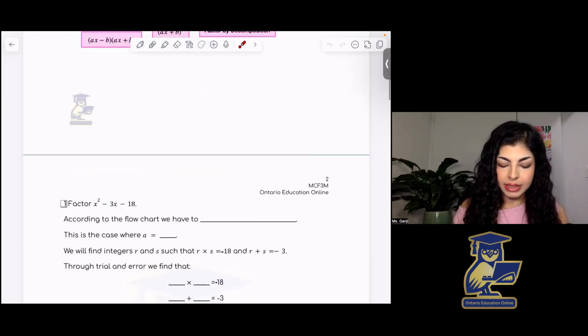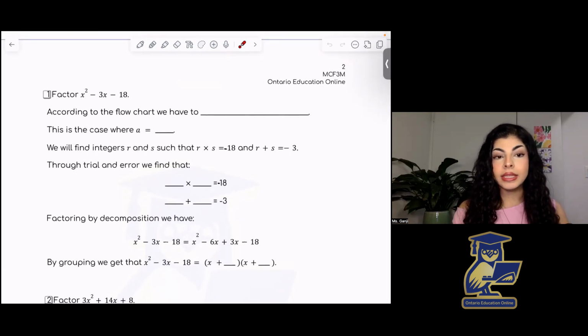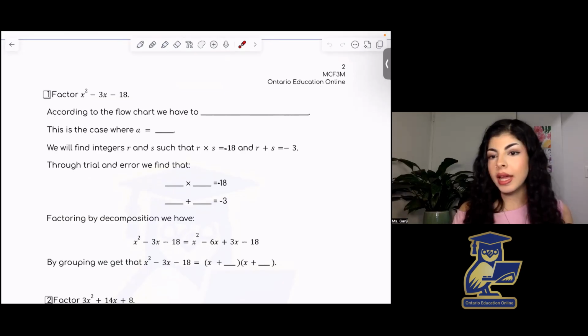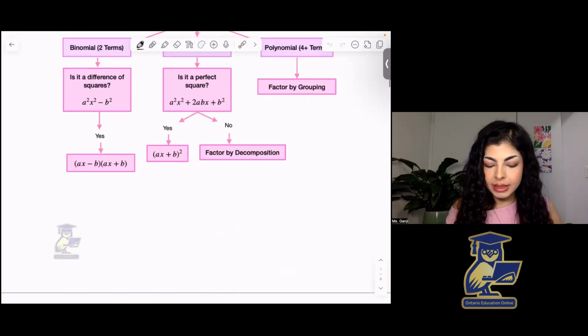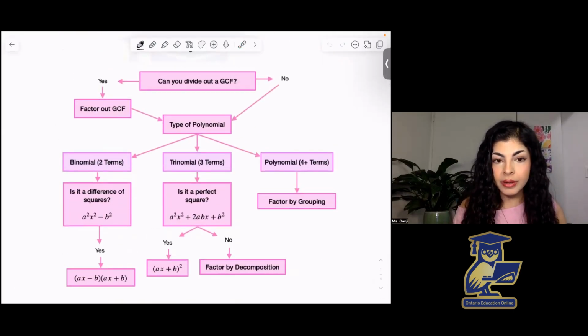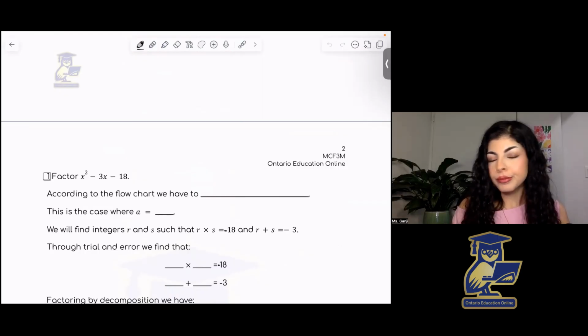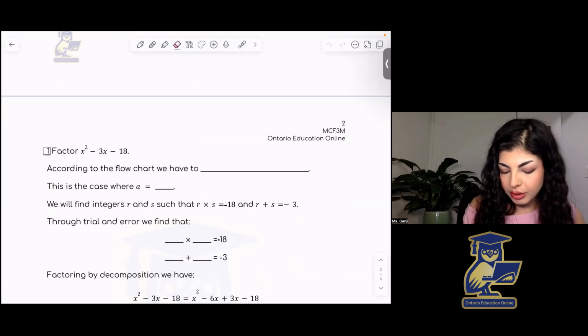So let's look at our first example, and it is factor x squared minus 3x minus 18. So already, because x squared has a coefficient of 1, there's no greatest common factor, because I can't factor out anything other than 1. So according to the flowchart, because this is a trinomial, I will check if it's a perfect square. Is 18 a perfect square? No. So it's not a perfect square, so I have to factor by decomposition.